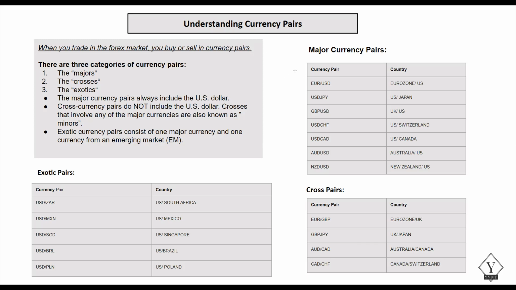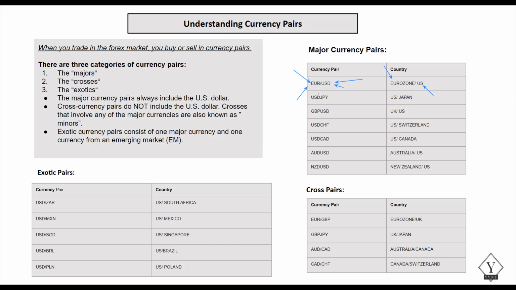So what is a currency pair? In this first example, we have the euro, which is from the eurozone, and then we have the dollar, which is from the US. So EUR USD, this is how you pronounce it, or it doesn't matter how you pronounce it. This shows that the euro is against the dollar. So when you trade this pair, you are trading the euro against the dollar, or the dollar against the euro. This is a currency pair.